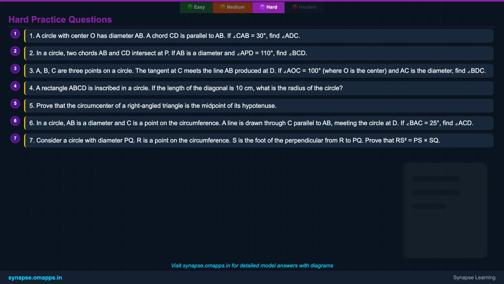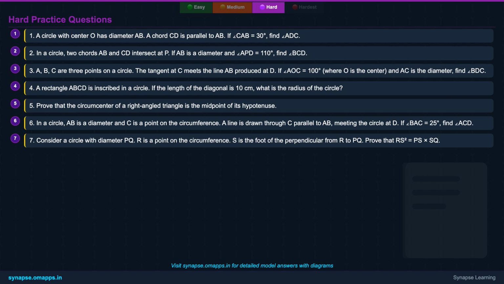These questions will require you to combine the angle in a semicircle theorem with other circle properties, properties of parallel lines, or even some basic trigonometry. For question 1, consider the relationship between parallel chords and angles. For question 2, think about angles in a cyclic quadrilateral. Question 5 asks you to prove a fundamental property.